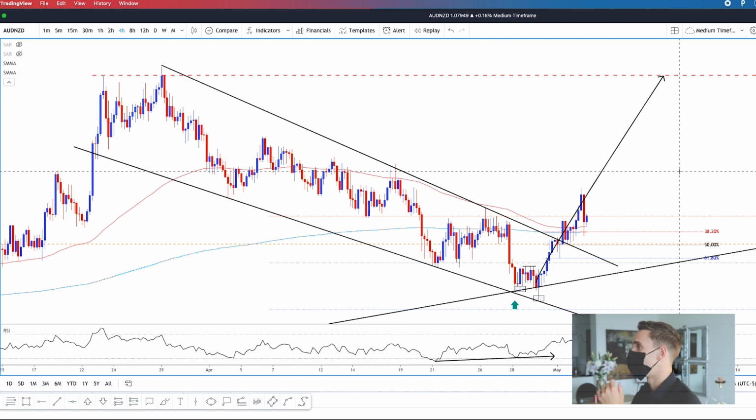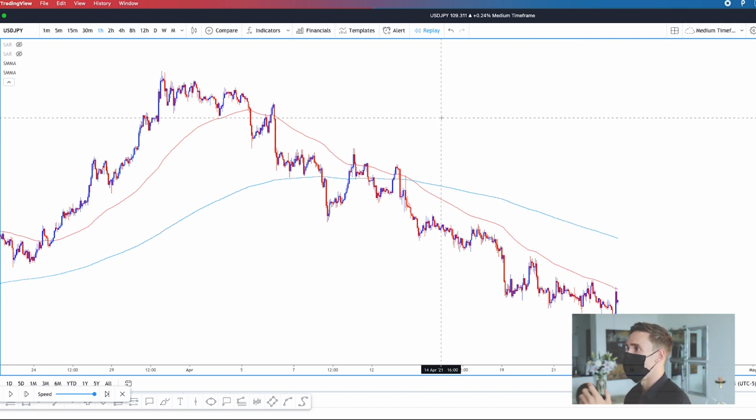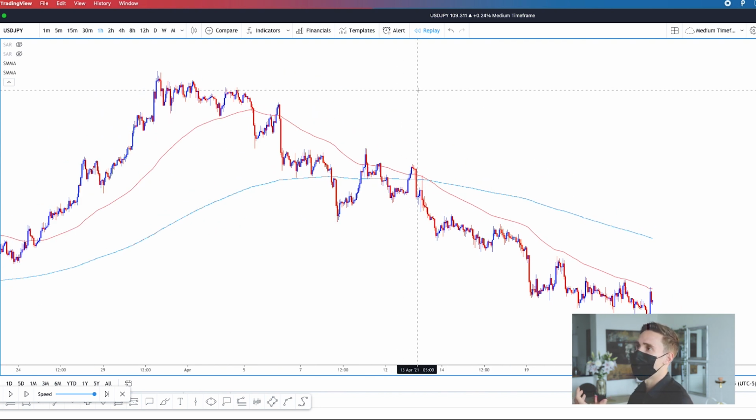Now, another example of this, let's look at dollar yen. So this is dollar yen, and it's actually a position I am currently running, so I'll also show you my running trades on this. But any trader right here would be in a very similar situation as Aussie Kiwi.